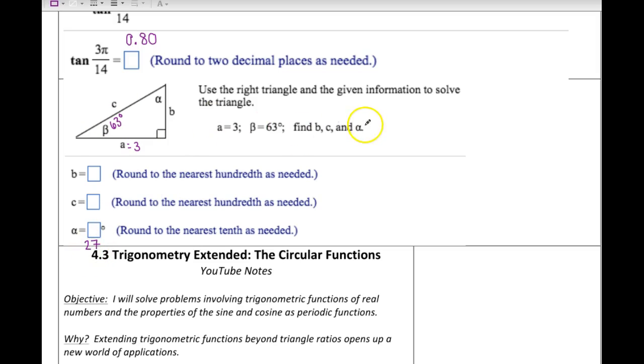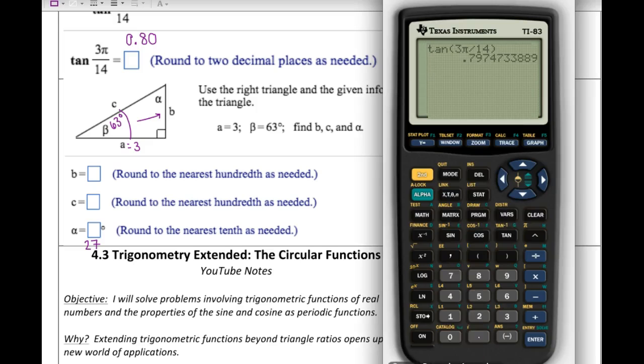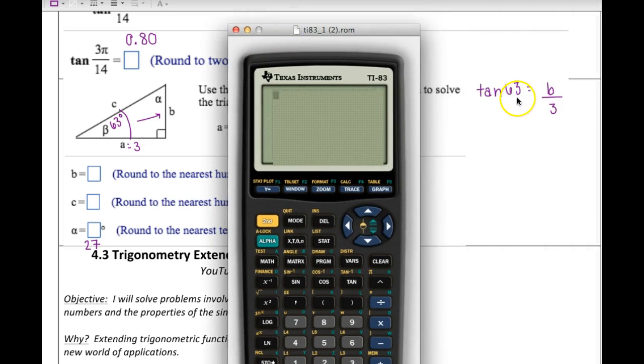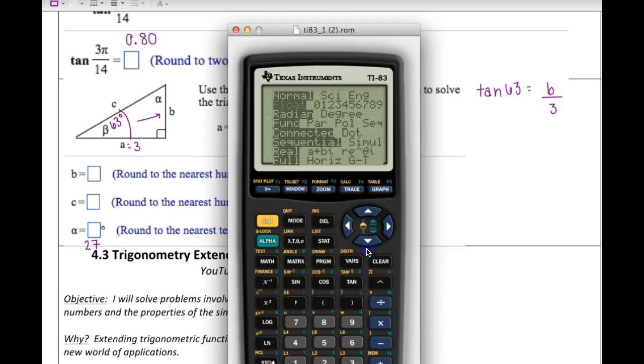Okay, so let's solve for the other two. I'm going to make beta my angle. That means B is opposite. So if B is opposite and A is 3, I'm going to use tangent. Tangent of 63 degrees is B over 3. Okay, so if you put this in your calculator, now notice that 63 is in degrees. That means you need to go to mode and put it in degree form.